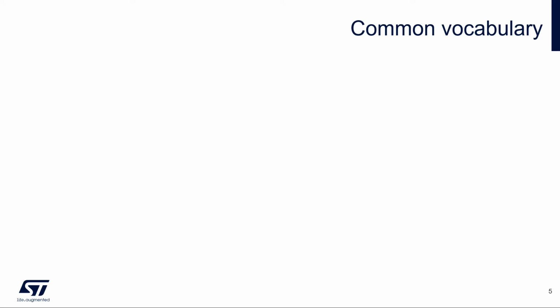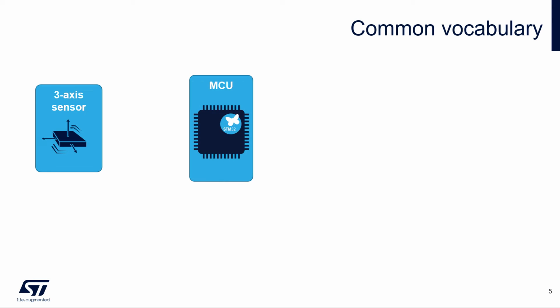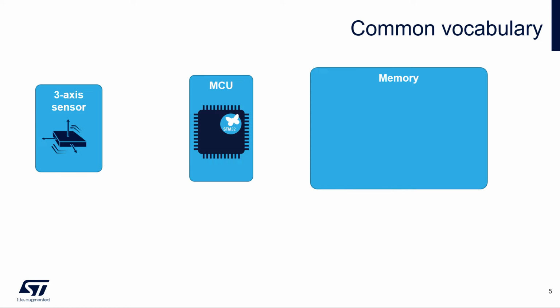Let's consider the situation where a sensor is connected to a microcontroller that has some memory attached. A sample refers to the instantaneous output of a sensor and contains as many numerical values as the sensor has axes. Let's assume that the sensor has 3 axes and thus outputs 3 values. These values can be either pulled by the microcontroller or pushed to it through an interrupt mechanism. So we retrieve 3 values and the MCU stores these values in the memory.